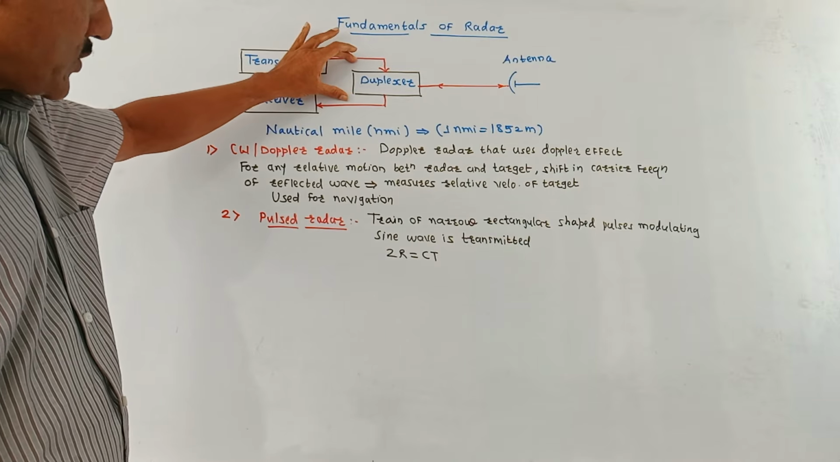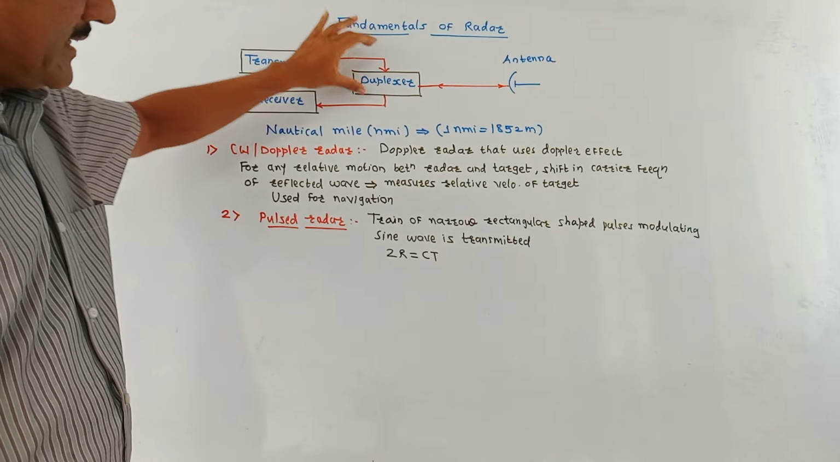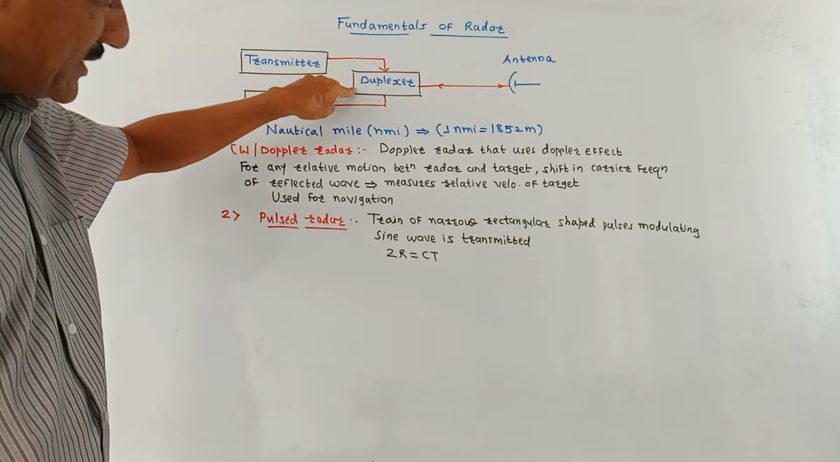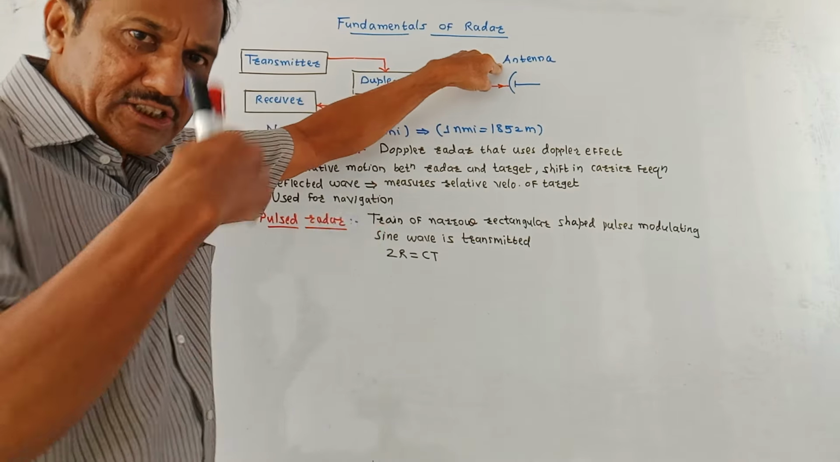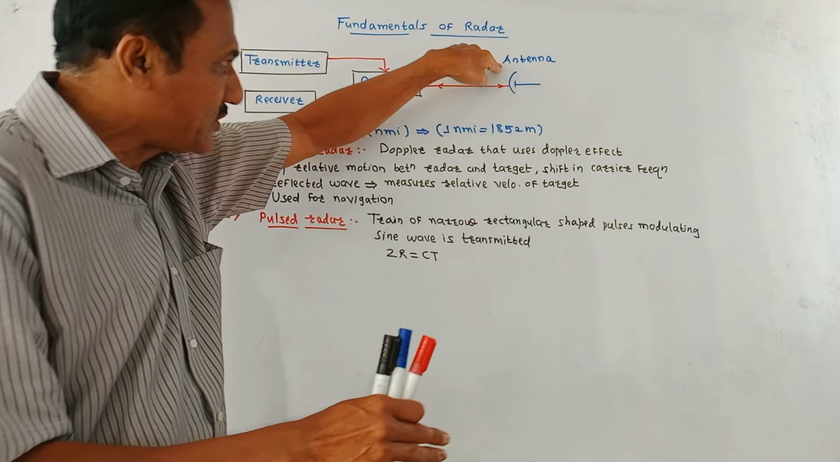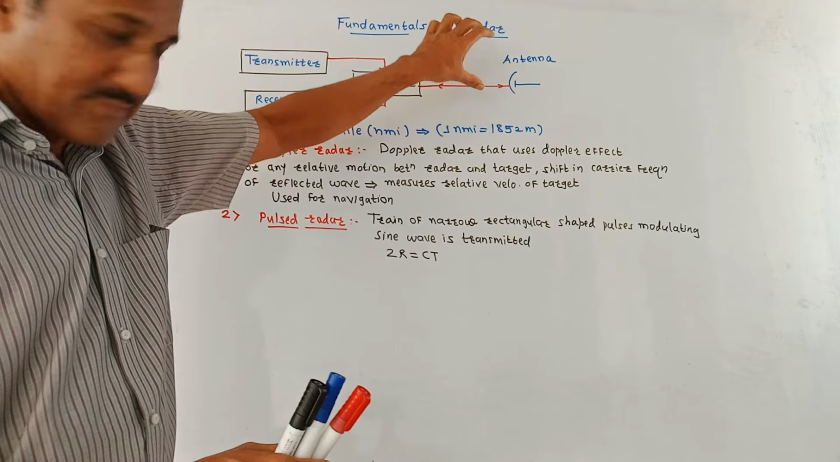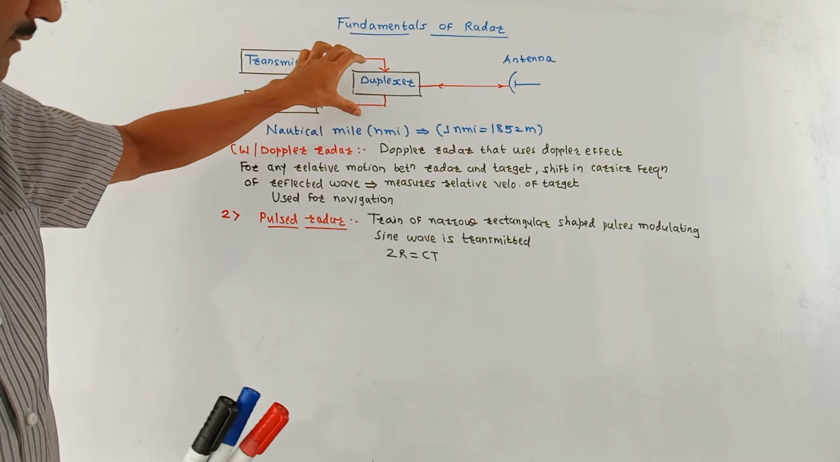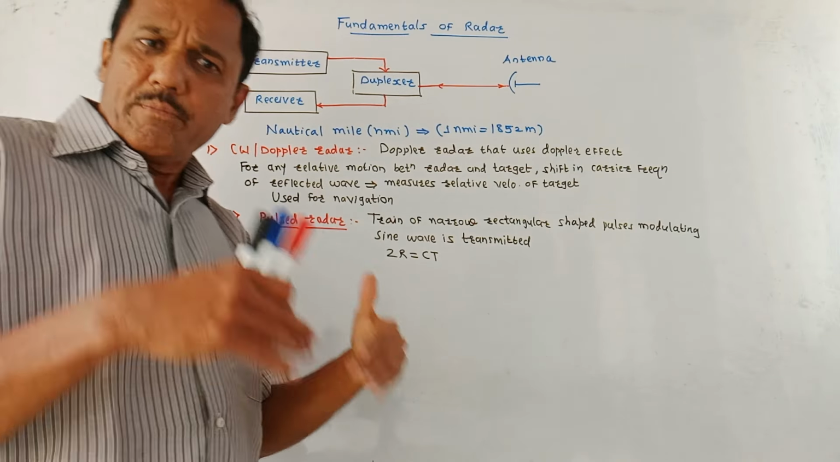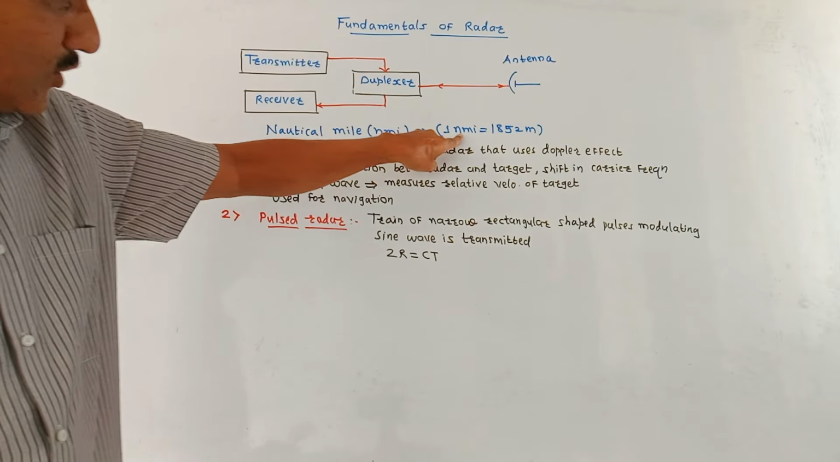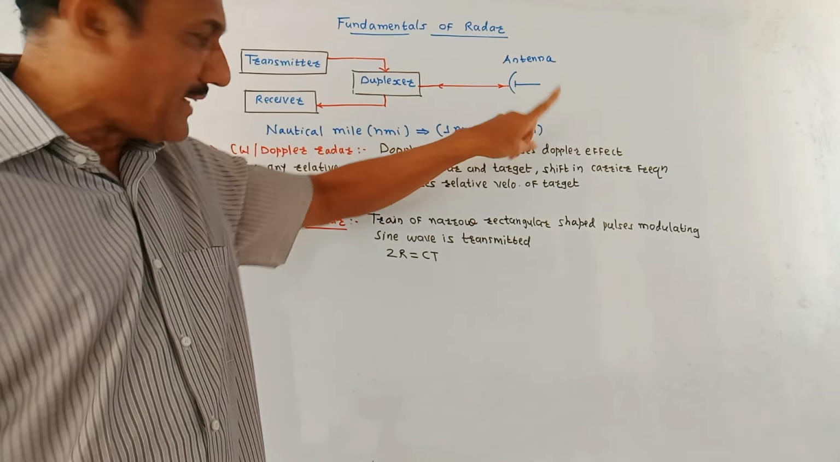There is one block which is called the duplexer. A common antenna is used. The function of a duplexer is to connect the transmitter to the antenna whenever it is transmitting the signal, as well as to connect the antenna to the receiver whenever the signals are getting reflected from the target. Usually, to measure the range, the unit nautical mile is used. 1 nautical mile is 1852 meters.